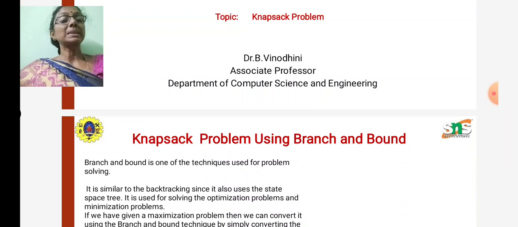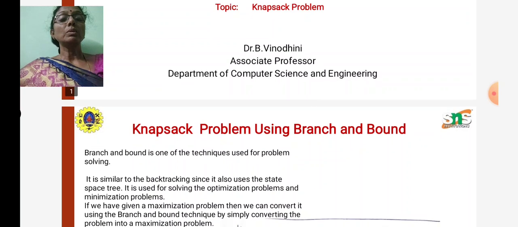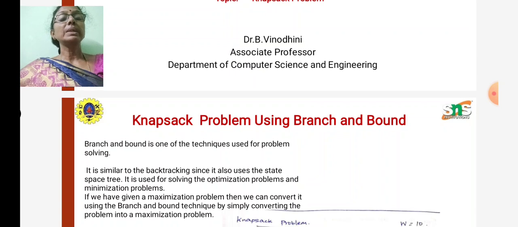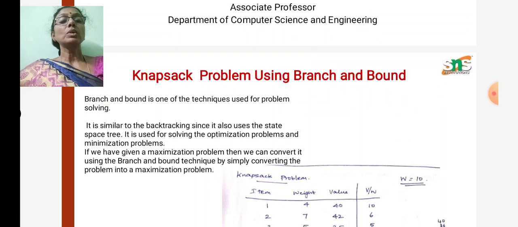Branch and bound is one of the problem solving techniques. Here we are using a breadth first approach to solve the problem. It is similar to backtracking and also uses the state space tree. It is a maximization problem, but we can convert it into a minimization problem. So what is a knapsack?